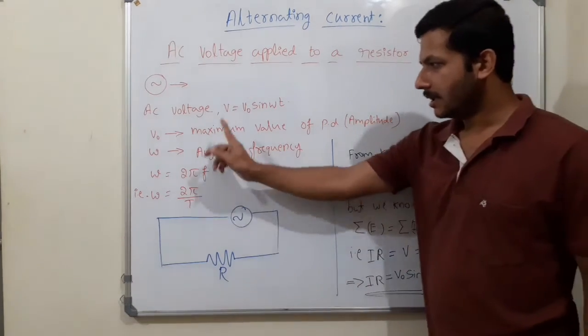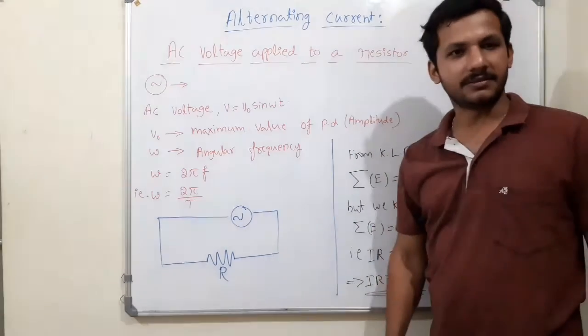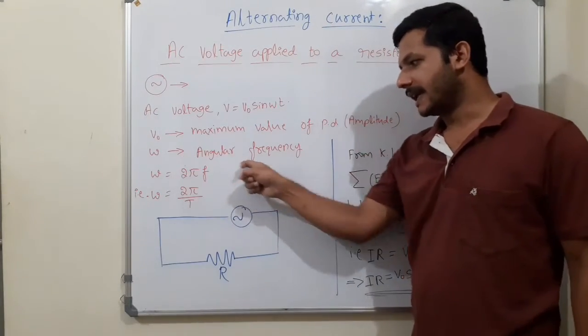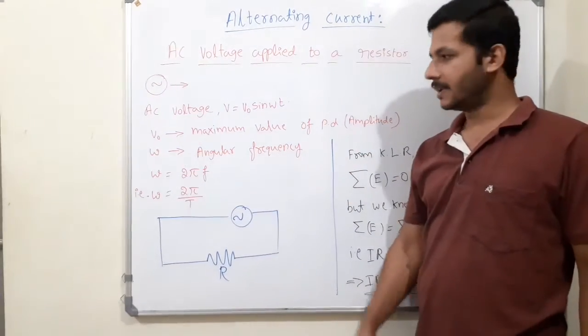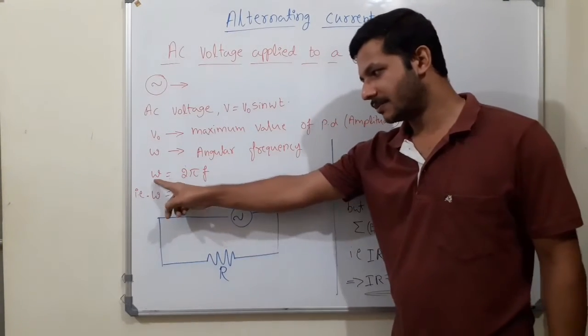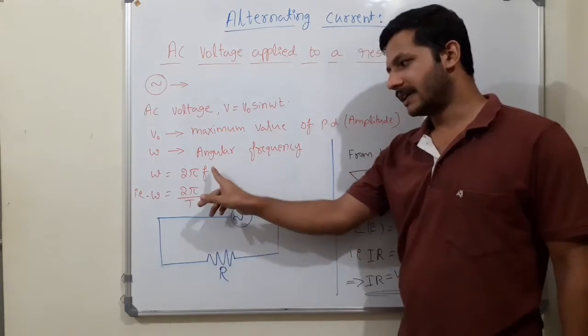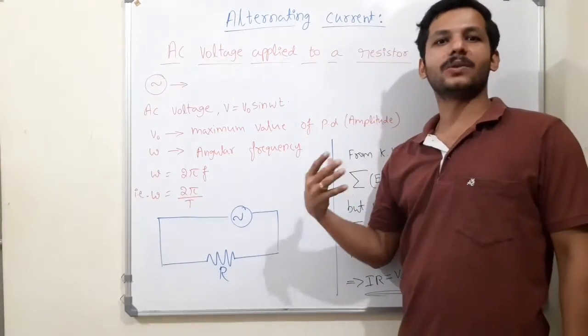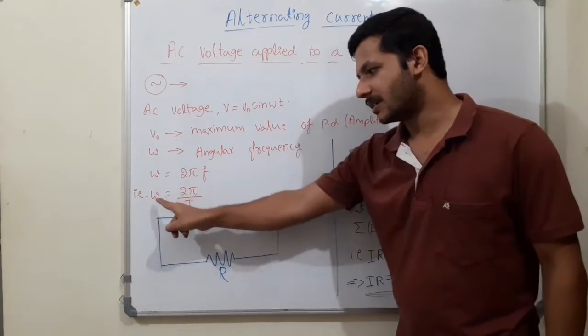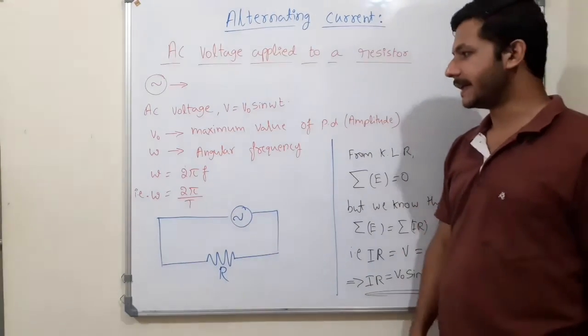Then what does omega indicate here? Omega is the angular frequency, where omega is equal to 2 pi into f. That is the formula, where f is nothing but frequency. Frequency is equal to 1 by T, so in place of frequency we have written 1 by T. So omega can also be equal to 2 pi by T.